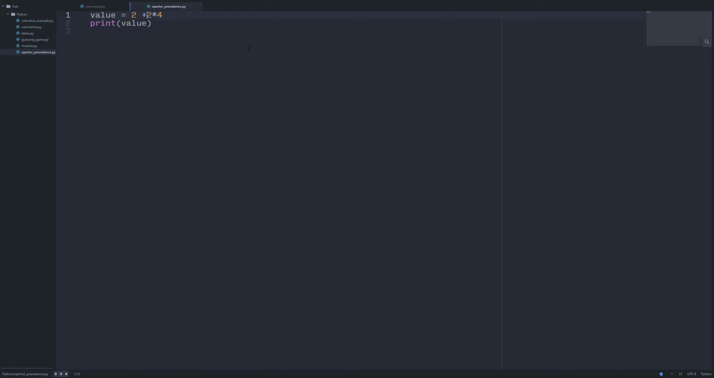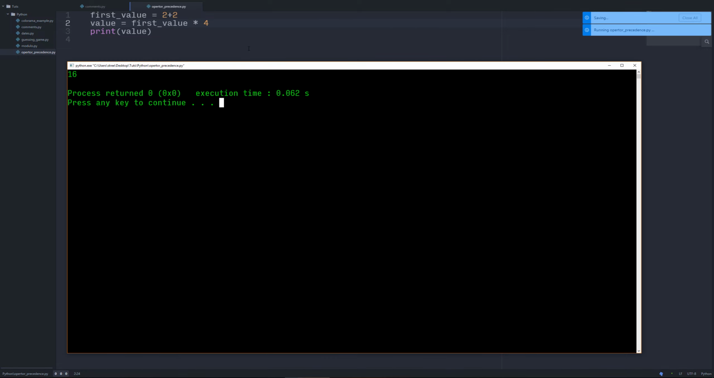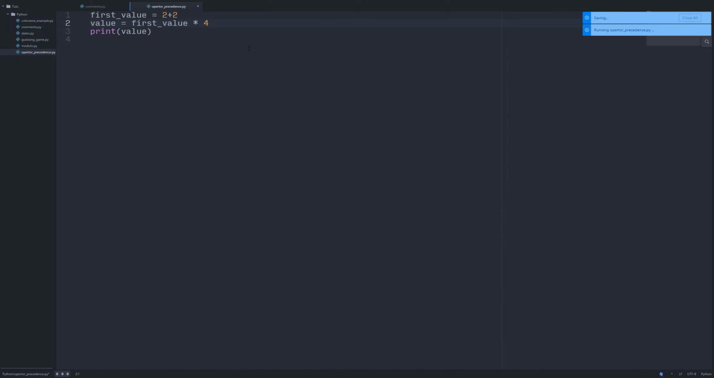Now, let's break this up just a little bit and say I want the 2 plus 2 to happen first. It doesn't mean I have to go, first value equals 2 plus 2, and then come over here and say first value times 4, which actually would return 16. That's what we want it to do. But that's not required. What we can do instead is we can add parentheses.